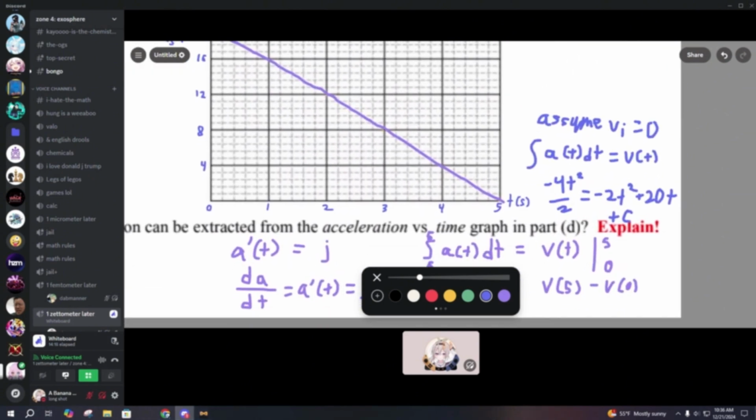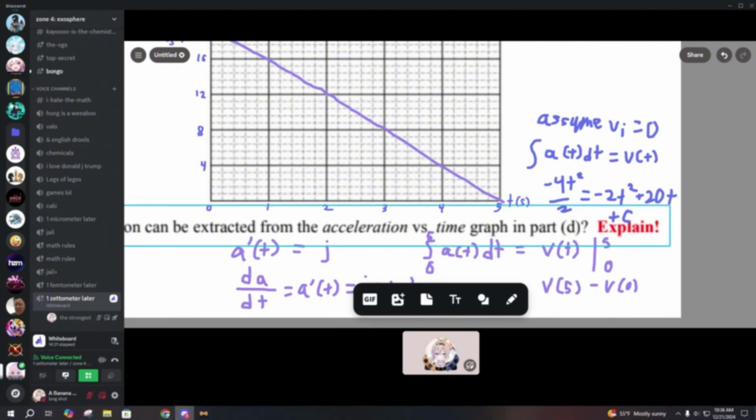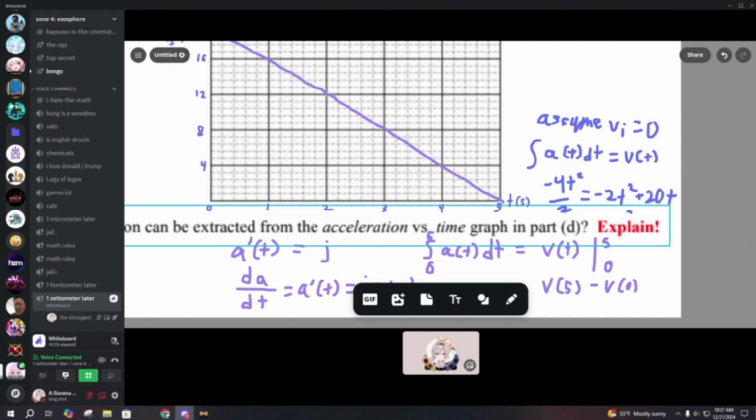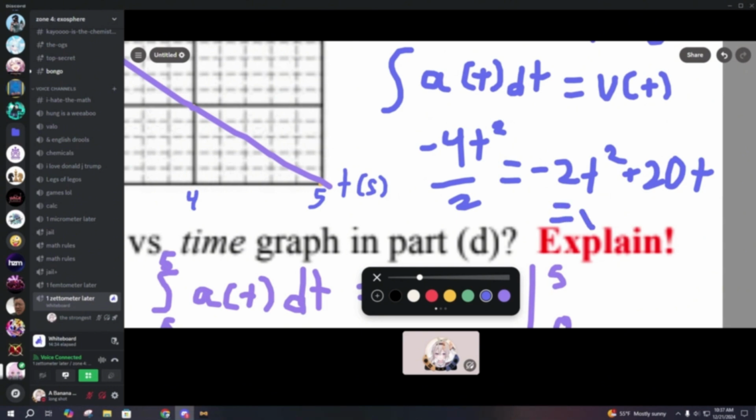But, given I assume vi is equal to 0, then yes, I can find plus c, because plus c would just be 0. So, theoretically, if you were to assume, because the information isn't given, and Mr. Luong told us to assume that vi equals 0 unless otherwise stated, then yes, this would be the velocity function, v of t. Velocity with respect to time.